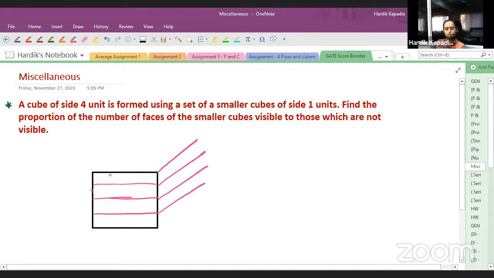My drawing skills are pretty poor, so don't go with my drawing. Just assume that it is a cube.